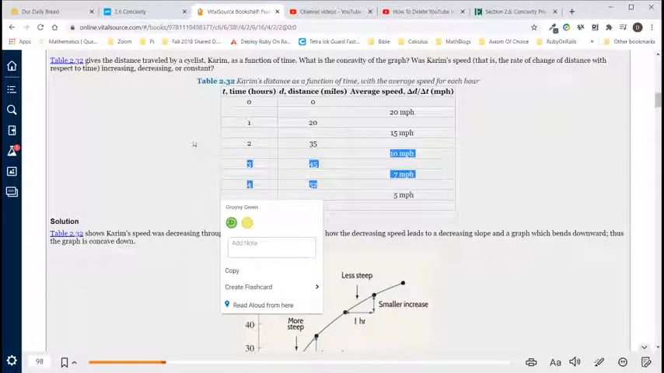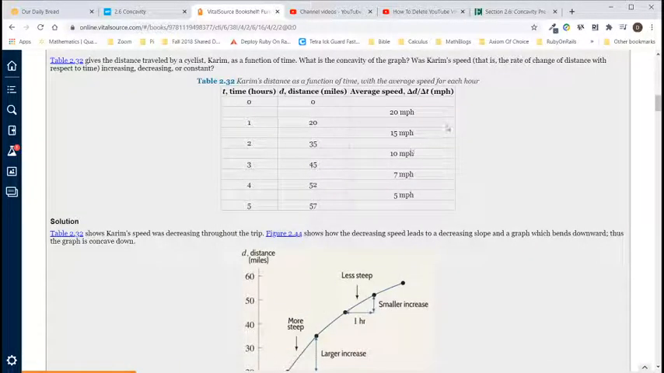And so you can see that between the first 2 points, the average rate of change was 20, then the average rate of change was 15. All these numbers are positive, so the original function is going up. But section 2.6 is not about going up or going down. It's about concave up or concave down.